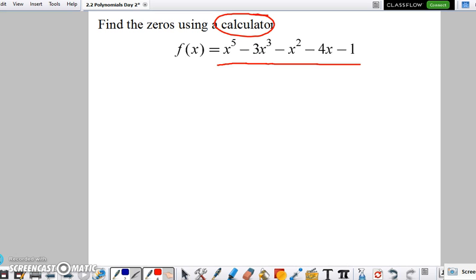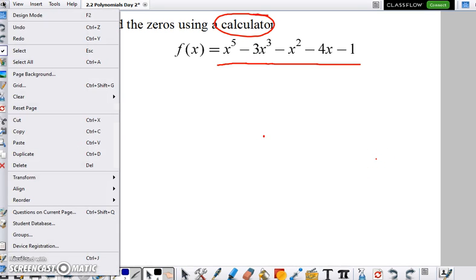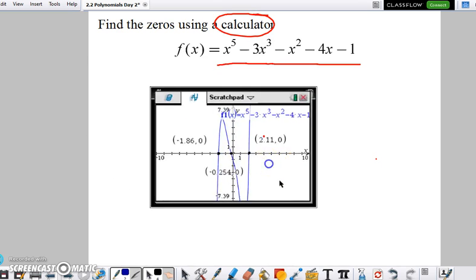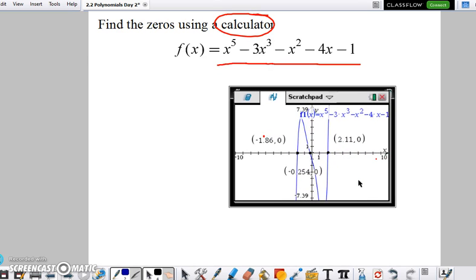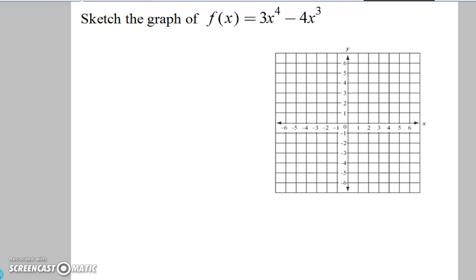I'm going to put those in our slide so we can see them. And there they are. Okay. So we can see our three solutions, and we did it all by graphing. Alright, next I want to sketch the graph of 3x to the 4th minus 4x cubed.